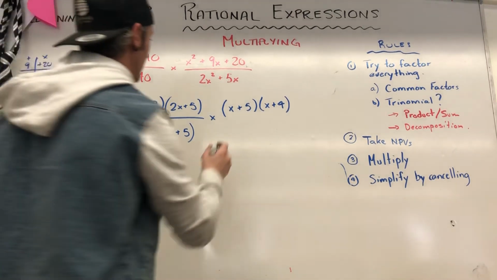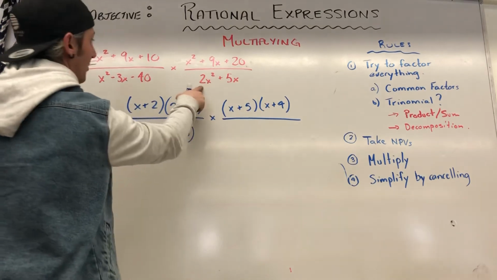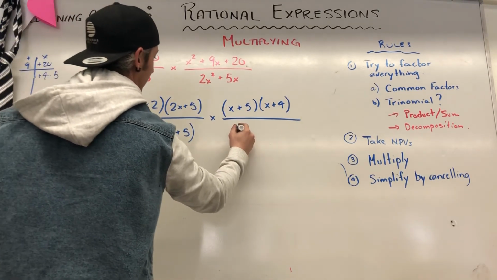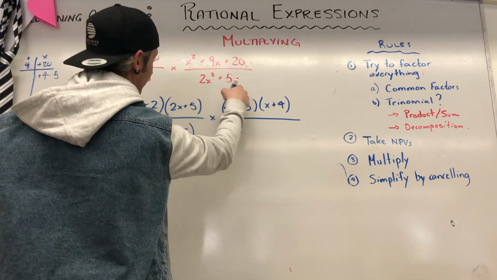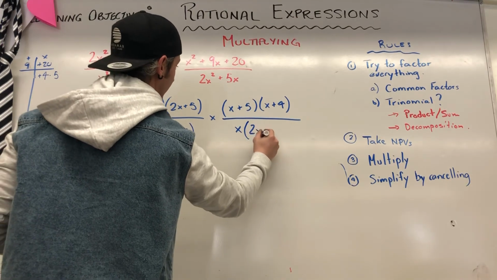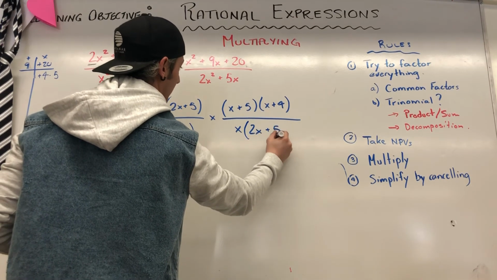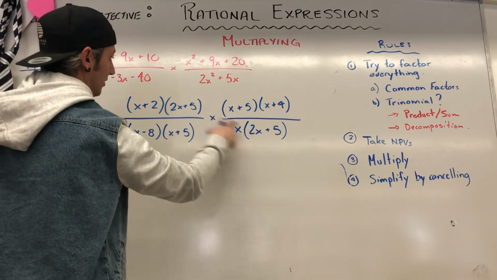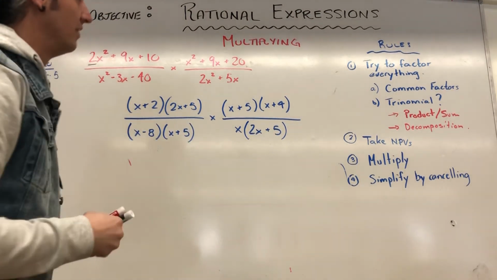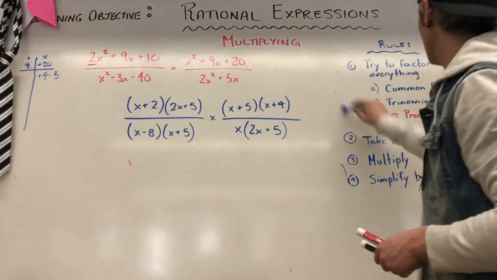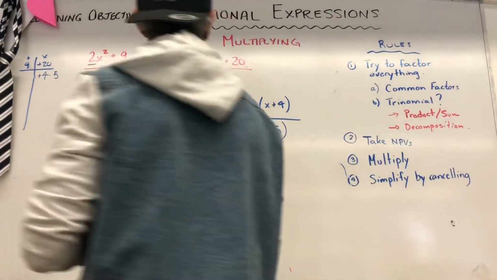Okay, now down here, I'm looking for common factors. And I notice that I can pull out an x. They have an x in common. x times 2x plus 5. And you can already see that, oh look, they're showing up both there and there. So I've done my factoring. That's kind of the hardest part. Now I'm going to do my NPVs.